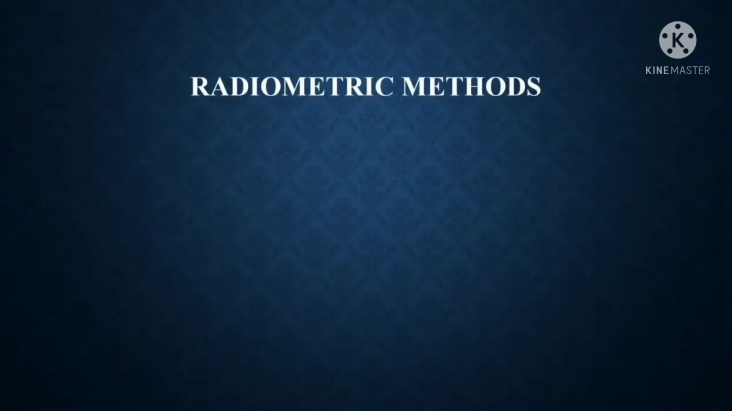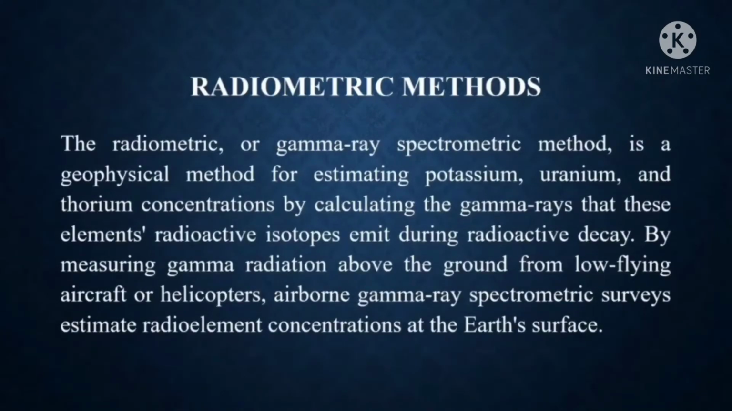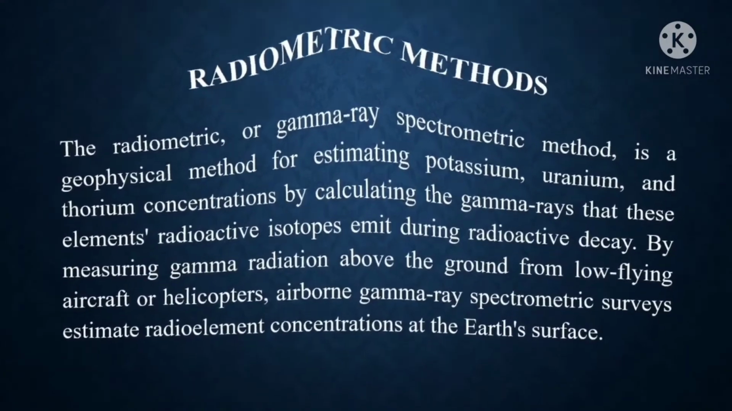Next one is radiometric methods. The radiometric or gamma-ray spectrometric method is a geophysical method for estimating potassium, uranium, and thorium concentration by measuring the gamma rays that these elements' radioactive isotopes emit during radioactive decay. By measuring gamma-ray radiation above the ground from low-flying aircraft or helicopters, airborne gamma-ray spectrometric surveys estimate radioelement concentration in the Earth's surface.